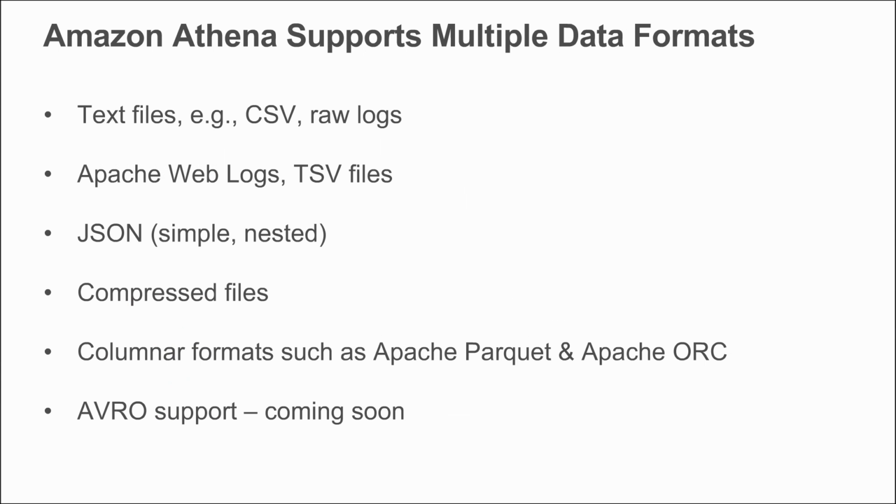So as I said, Athena allows you to process data in a multitude of formats like CSV, raw logs. So for example, logs from ALB or ELB, or Elastic Load Balancers. You can use Apache Web Logs. You can use tab-separated files. You can use JSON, simple and nested JSON. You can also compress your files, and Athena will be able to read them.